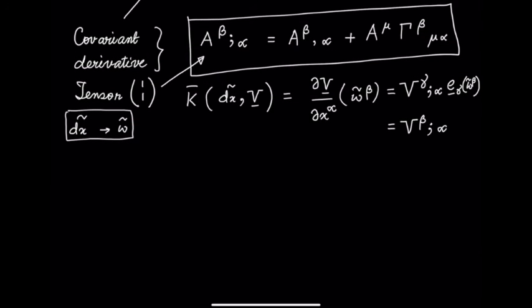So this is the derivative of the beta component of a vector with respect to alpha. If we want to calculate the divergence, and in this sense, this will be the covariant divergence.